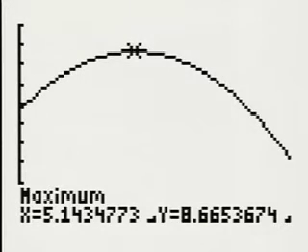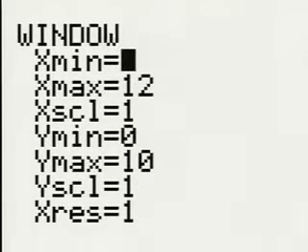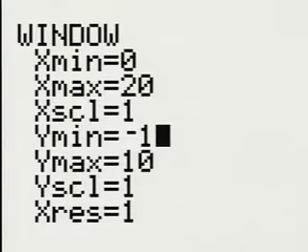For part B of this problem, we want to estimate the rate in the year 2010. What we're going to do there is adjust our window settings. We're going to change x max so that it is 20. That would put us in the year 2012, which is past what we want. Now y min, we're not sure what's going to happen, so let's go ahead and go down to negative 10 just in case. We'll keep our y max at 10 since we saw that the peak was not past 10, and we'll keep our scale at 1. Go ahead and graph that again. We can see what's happening with our graph. It's continuing to go down as time goes on.